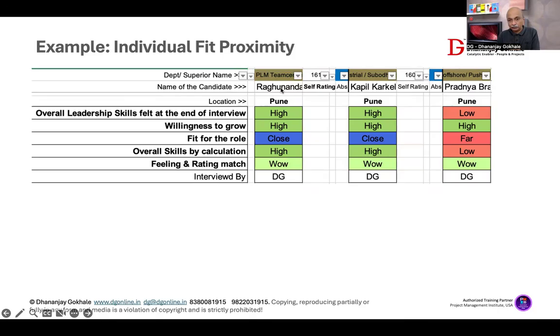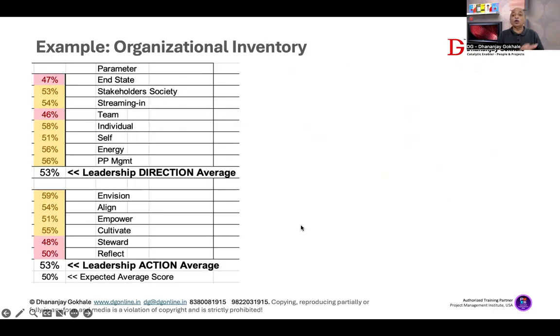You can see this now. When it comes to Raghu, overall skill by calculation is high, fit for the role, closely fit. So this person is fit for that particular role. Pradnya is not fit for the role that is being given to her. Right? So this is how we can come across. And then overall organization inventory.